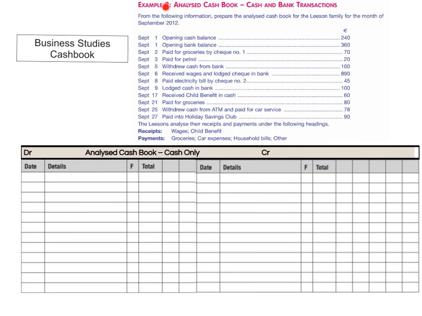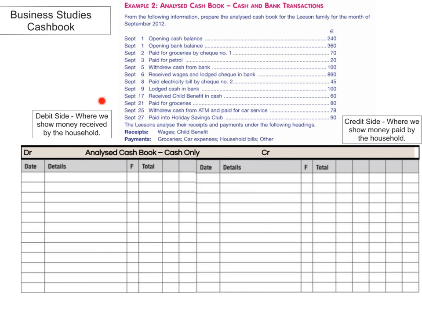So the first thing you're going to get is one of these. Okay, and this is the information that you have to put into your Cashbook. Okay, so it says from the following information please prepare the analysed Cashbook for the Leeson family for the month of September 2012. Okay, and then you've got all the different dates of different things that have happened, cash coming in and cash going out, and you've got the amount. So you've got to put this into your Cashbook.